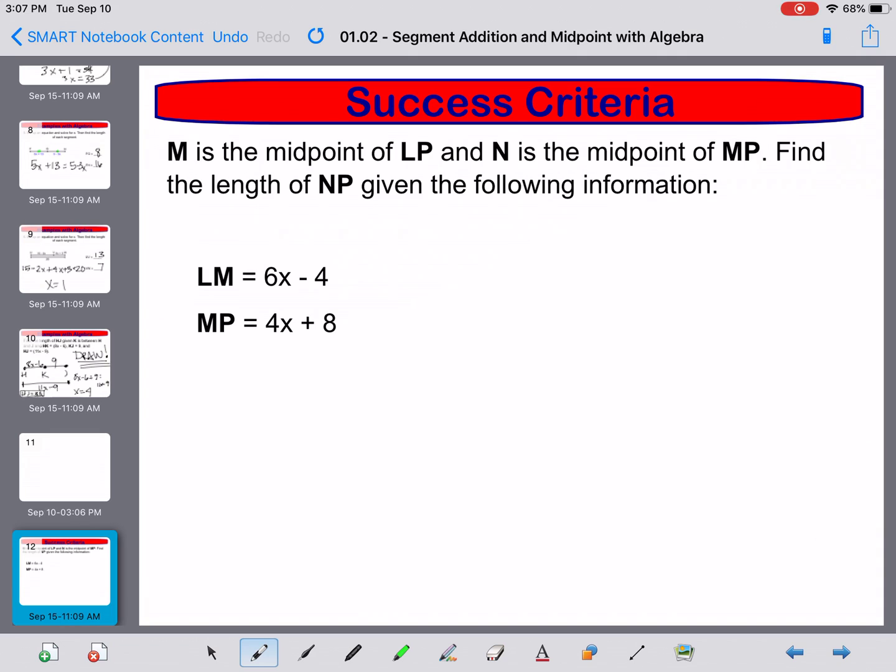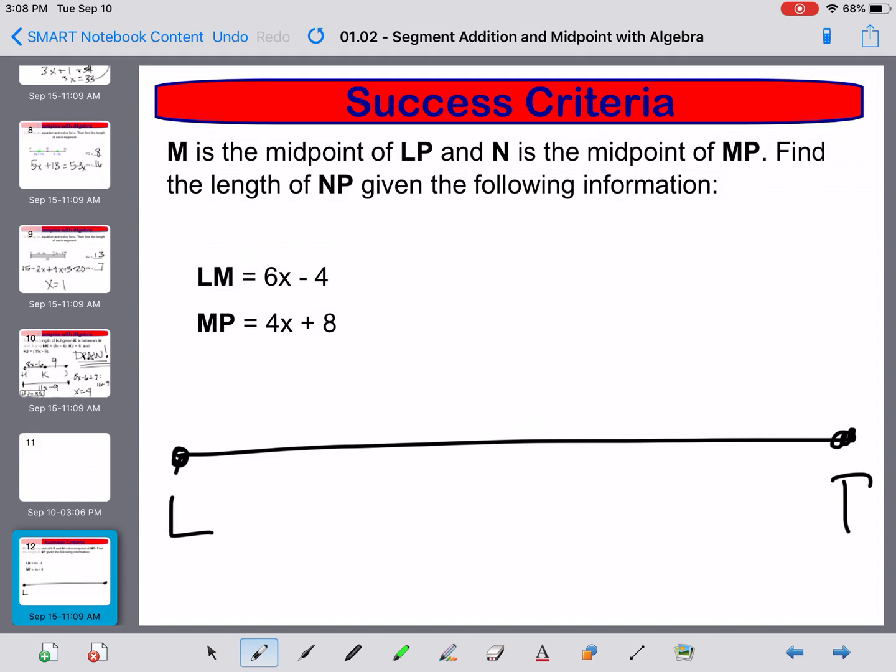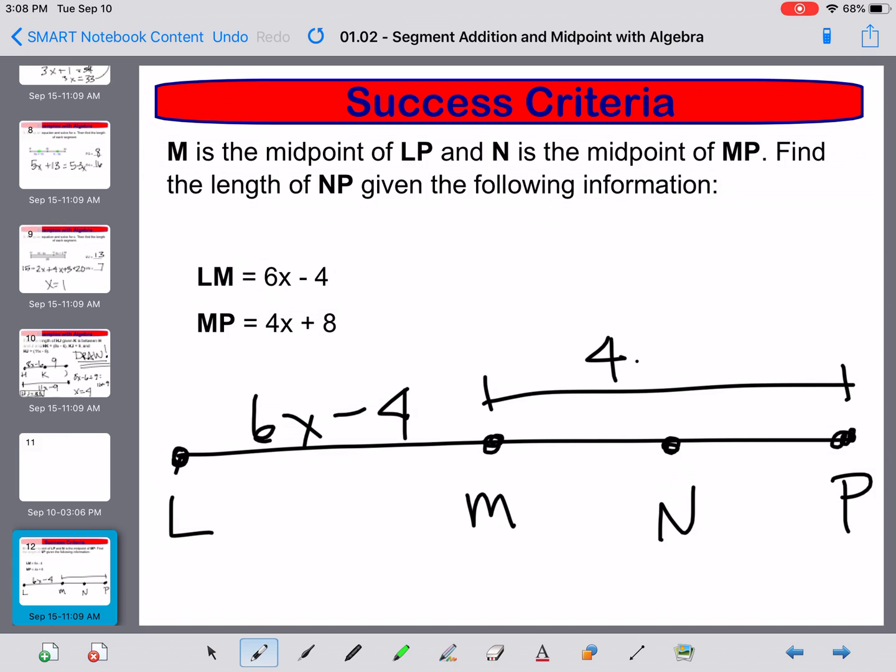Okay, so let's double check here. Let's see what's going on. M is the midpoint of LP, so I know that's in the middle. And N is the midpoint of MP, so N is right here. Now the only things I know is that LM is 6x minus 4, and MP, which is this other chunk, is 4x plus 8.